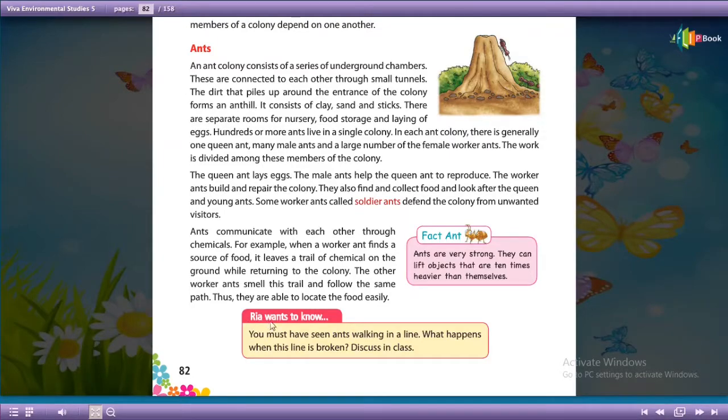Saina wants to know. You must have seen ants walking in a line. What happens when this line is broken? Discuss in class. So, children, you can imagine what will happen if this line is broken.